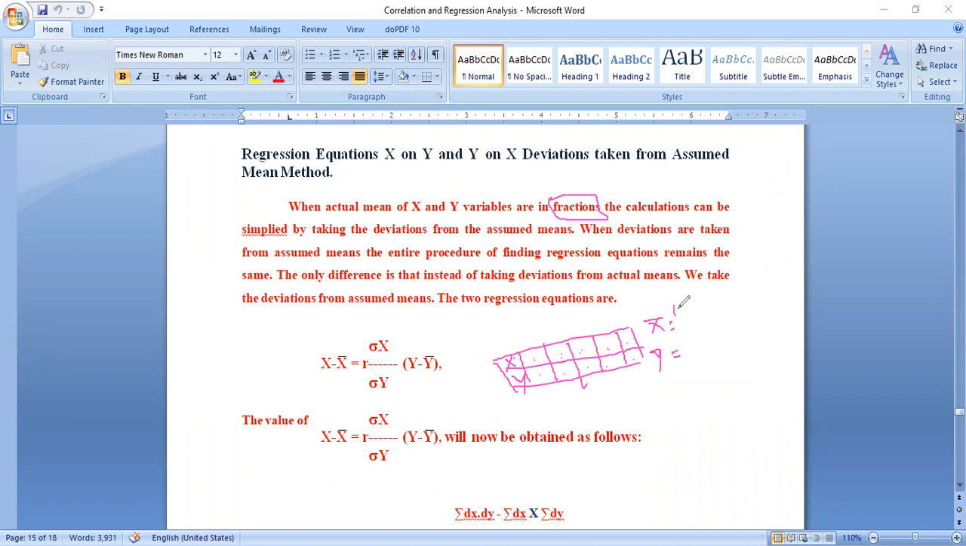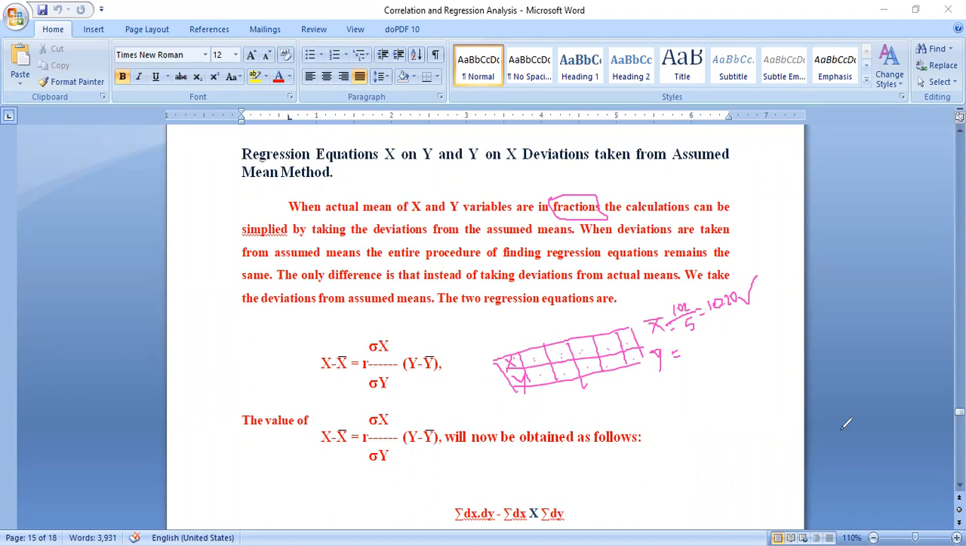Suppose here total is 102 divided by 5. Then you will get 10.2. Suppose you got 10.20. Okay, this value is called fraction value. If in the x case and y case, if any value, x bar value or y bar value is in fraction, then what we have to do? We have to follow assumed mean method.